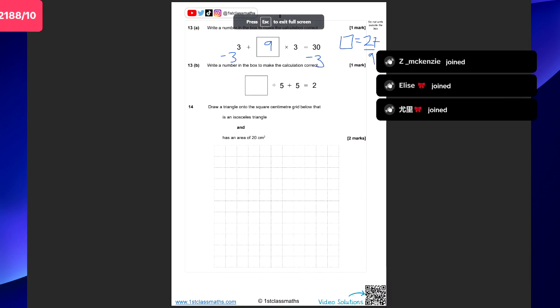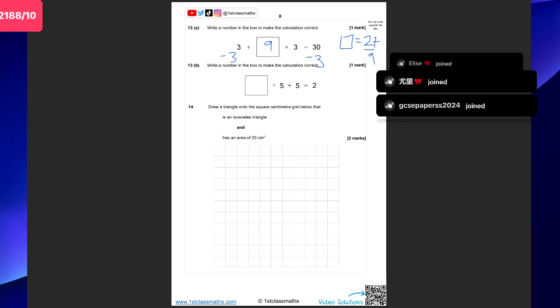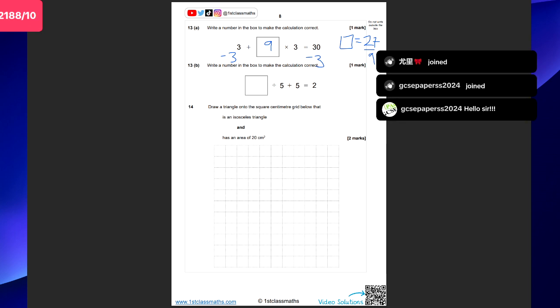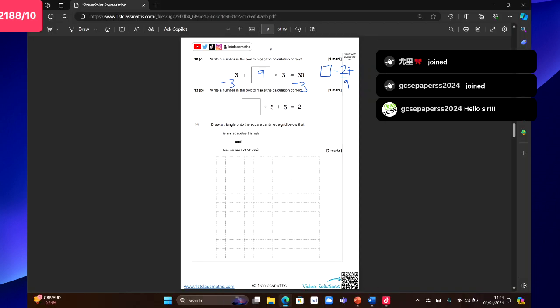That is a yes. Write a number in the box to make the calculation correct. Again, we're going to use BIDMAS here. We're going to subtract the 5 first, and then we're going to multiply by 5. So subtracting 5 on both sides, we're going to get something divided by 5 is equal to minus 3.